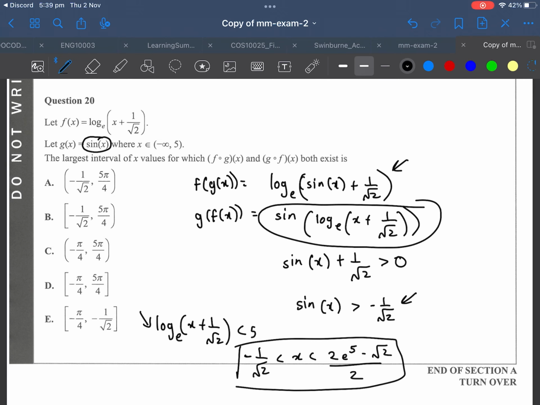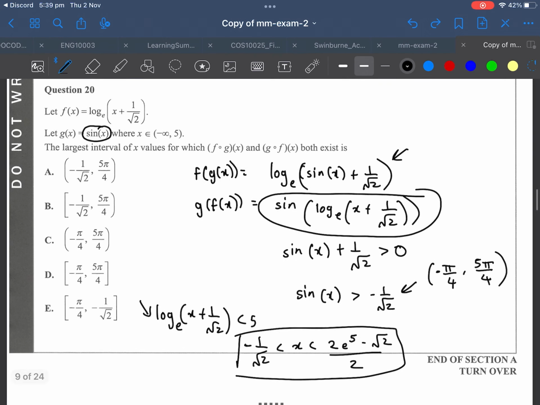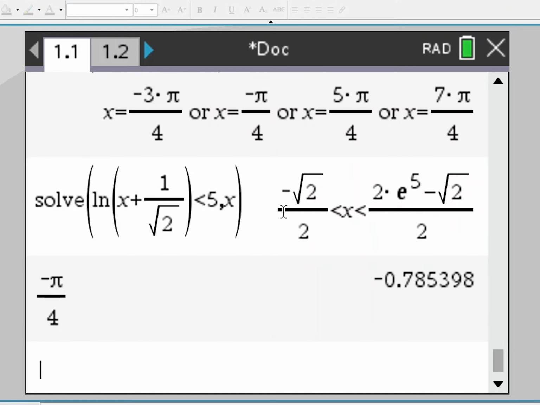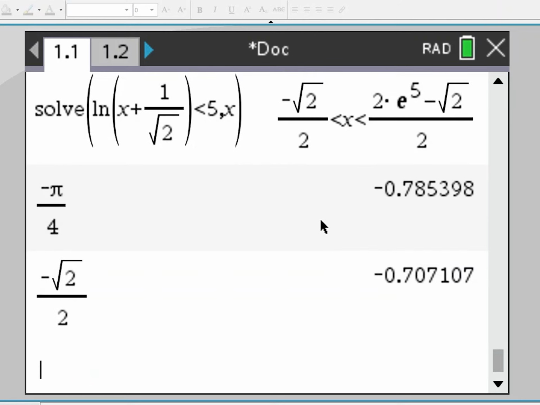If I go back to the solution, then maybe our one domain could be negative pi on 4 to 5 pi on 4, because these are the most repeated numbers throughout the options. So I'm just going to use that for now. And the next thing we have to do is find the intersection of these domains. So I'm going to find out which one is smaller. Is it going to be negative pi on 4 or negative 1 on root 2? Okay, so it seems like negative 1 on root 2 is going to be bigger. I see. Okay, so that's going to make it a lot easier now.